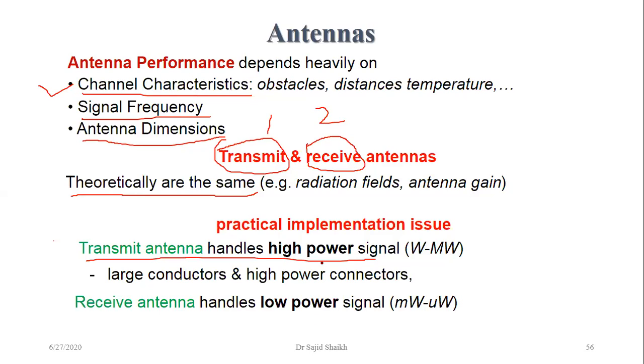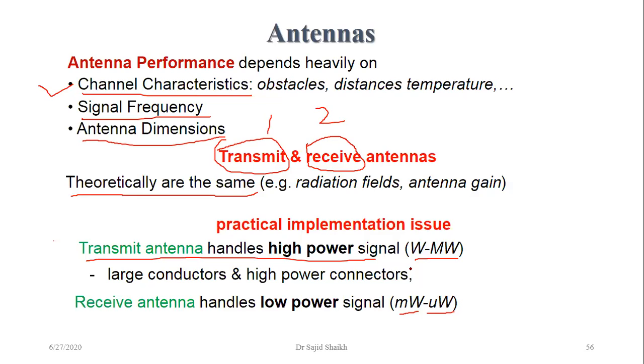In simple language, the transmitter antenna radiates power in watts or milliwatts. When we receive the same thing at the receiver, the receiver antenna has power in milliwatts or microwatts. So this is another difference. It means the transmitter antenna has high power as compared to the receiving antenna.